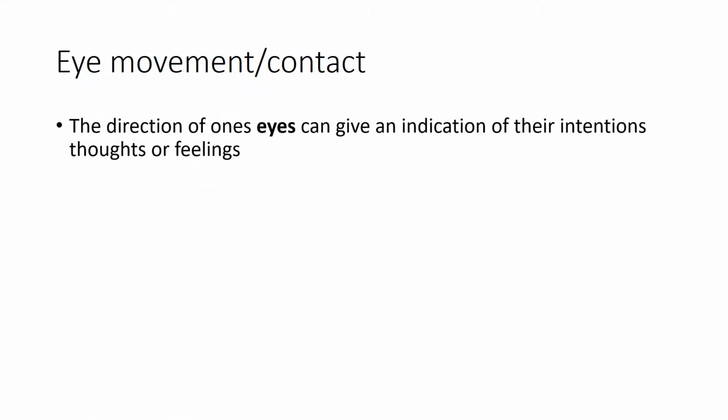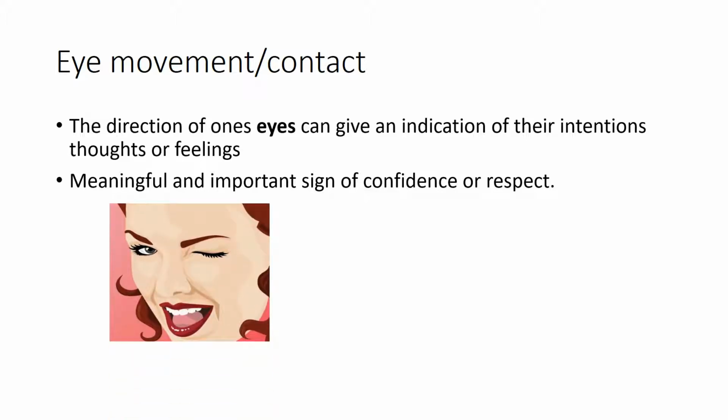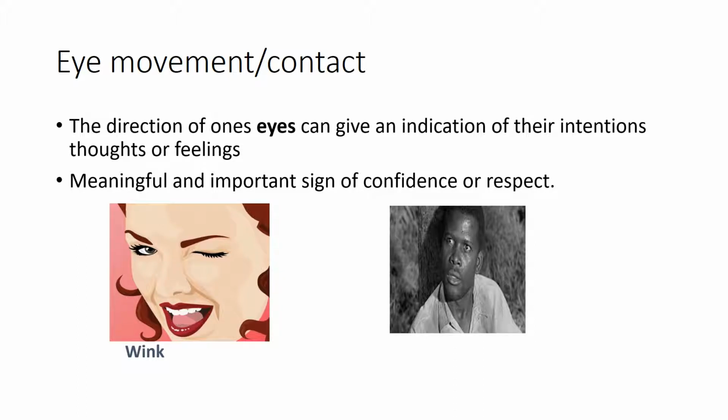We move on to eye movement or eye contact. The direction of one's eyes can give an indication of their intentions, thoughts, or feelings. Eyes can convey meaningful and important signs of confidence or respect between people. The most famous eye cue is the wink, which shows that someone is passing confidential information. We can also have our eyes showing worry or fear and many other feelings.